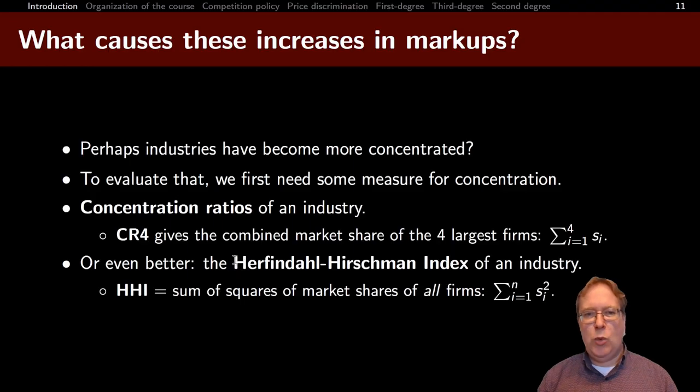And a very useful measure is the Herfindahl-Hirschman index, sometimes just referred to as the Herfindahl index, of an industry. So what does that do? There you simply take the sum of the squares of the market shares of all firms in the industry. So that looks like this. You take the market share of the biggest firm, you square it, then you take the market share of the second biggest firm, you square it, etc. And that gives you a number that reflects how concentrated that industry is.